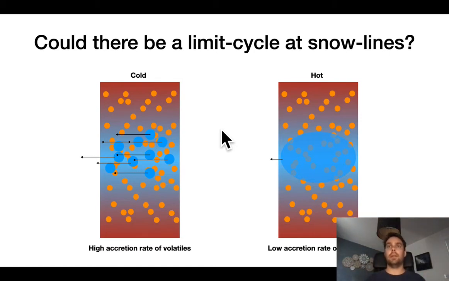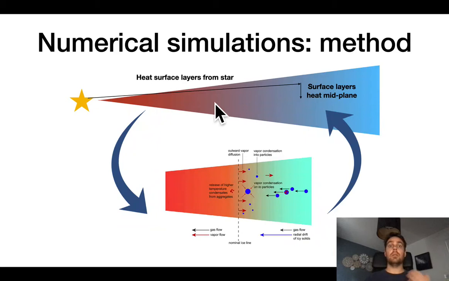So how does this manifest itself in a real disk? Well, to do this, we're going to run some numerical simulations. So what we're going to do is take a radiative transfer model that calculates how the temperature of the disk evolves as I change the surface density of the solids, and I'm going to couple this to a model that accounts for radial drift, grain growth, but also importantly for what happens at these snow lines, how I transition from the vapor phase to the solid phase and vice versa. So I'm about to show the results from this simulation.